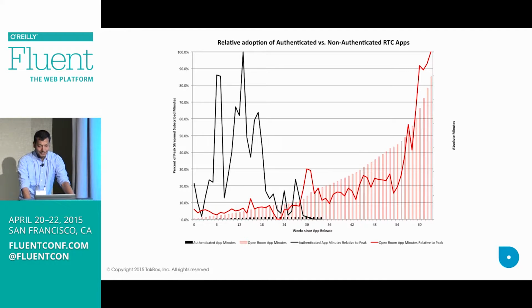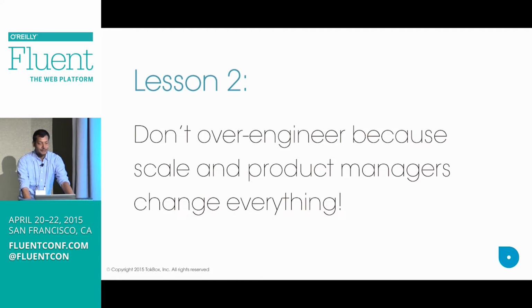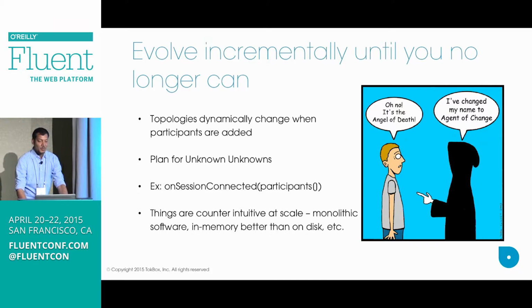Moving on to the next lesson, I've always believed there are two big forces which drive the destiny of developers: scale and product managers, because both of them are completely unpredictable, and they change all of your fundamental assumptions all the time. And so one of the important things to keep in mind, although it's obvious, is to evolve incrementally until you no longer can.